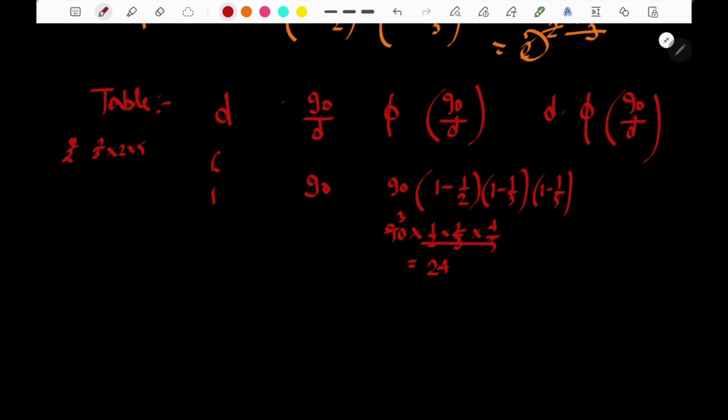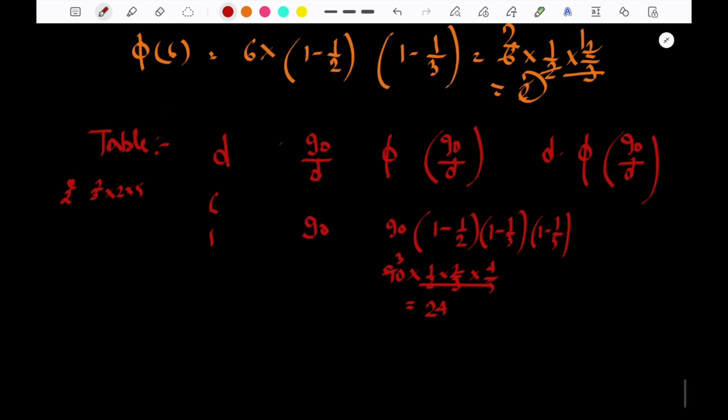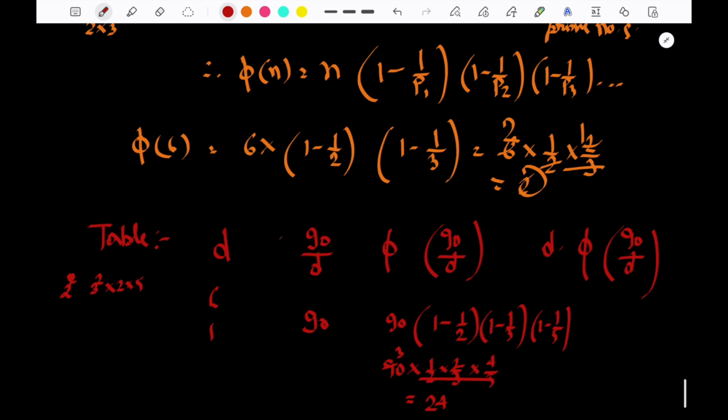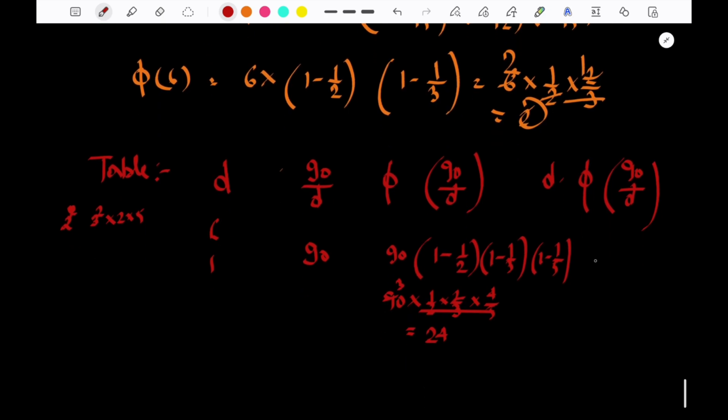It means phi of 90 by d means numbers which are co-prime to 90 by d. What was d first? D is the divisor. So I am talking where the divisor is 1. So it means 90 by d will be 90. Therefore the value will be 24. Number of divisors is 1. So 1 into 24, the answer will be 24 in this case.